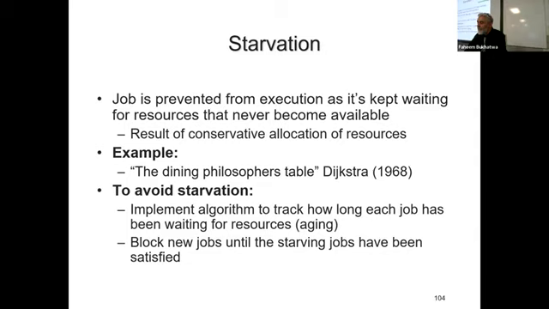And the difference between starvation and deadlock: deadlock never happens to one process. Deadlock always involves at least 2, maybe 3, 4, 5 interlocked together, where one is waiting on the next one. But starvation can happen to one of them.